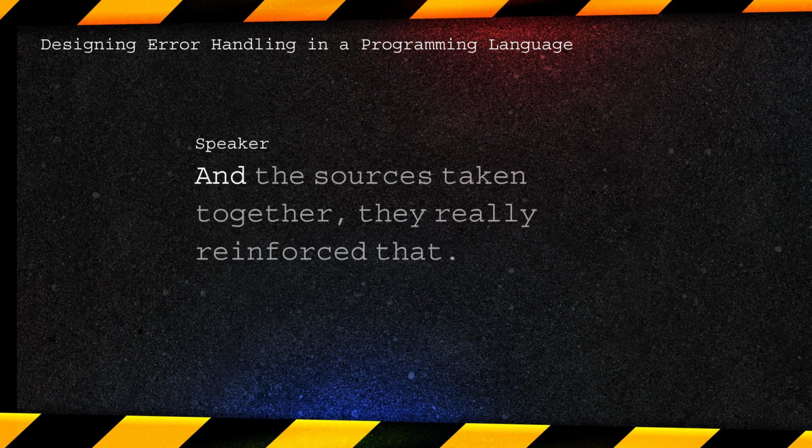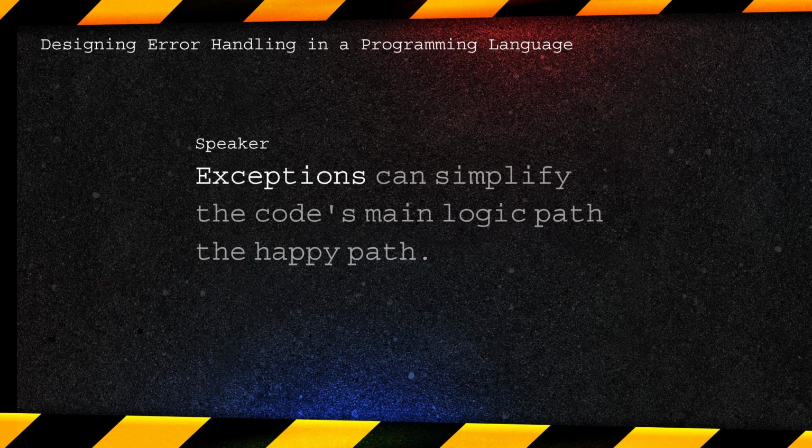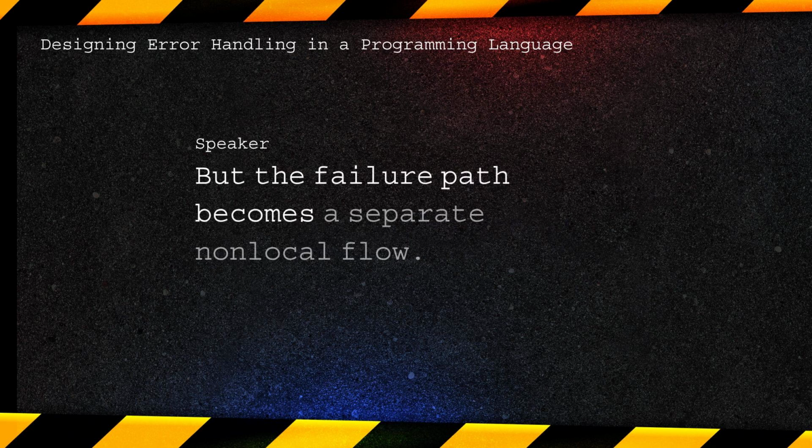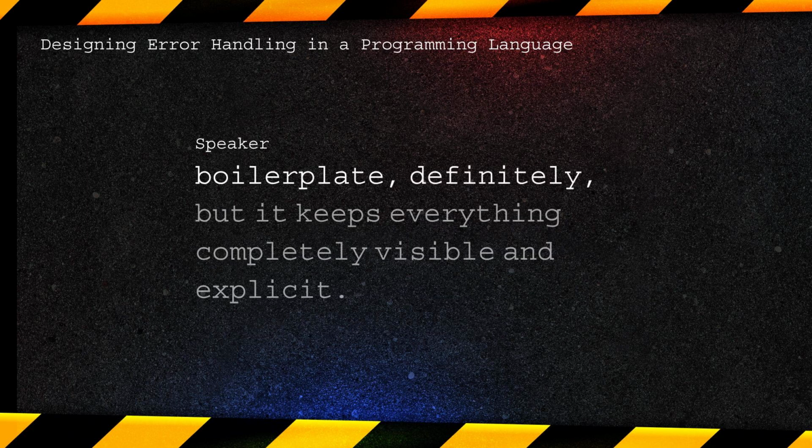It absolutely does. And the sources, taken together, really reinforce that there's no single right answer here. It's always a trade-off. Exceptions can simplify the code's main logic path, the happy path. But the failure path becomes this separate, non-local flow you have to track. Yeah. Error values make the failure path part of the normal sequential flow, which can add boilerplate, definitely. But it keeps everything completely visible and explicit.